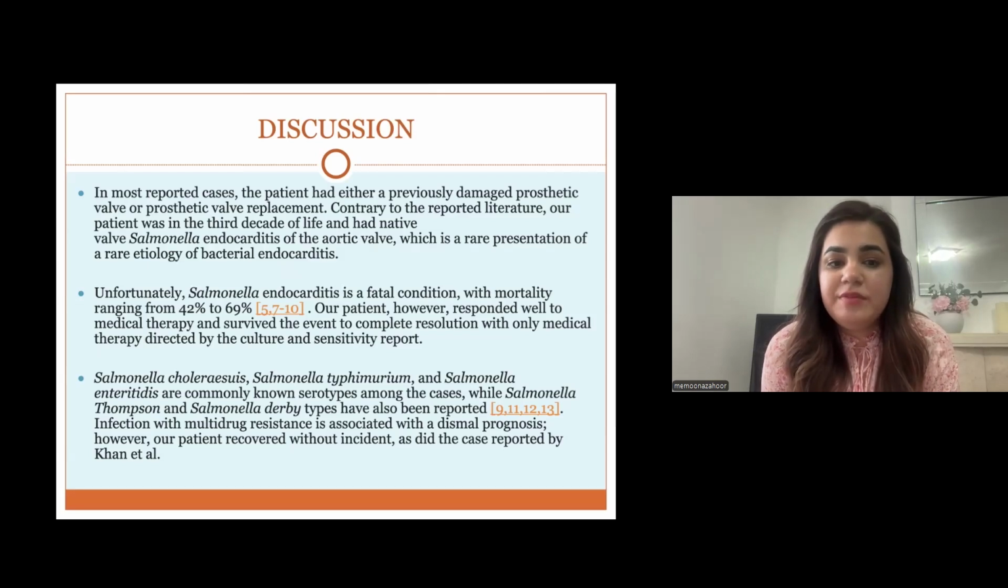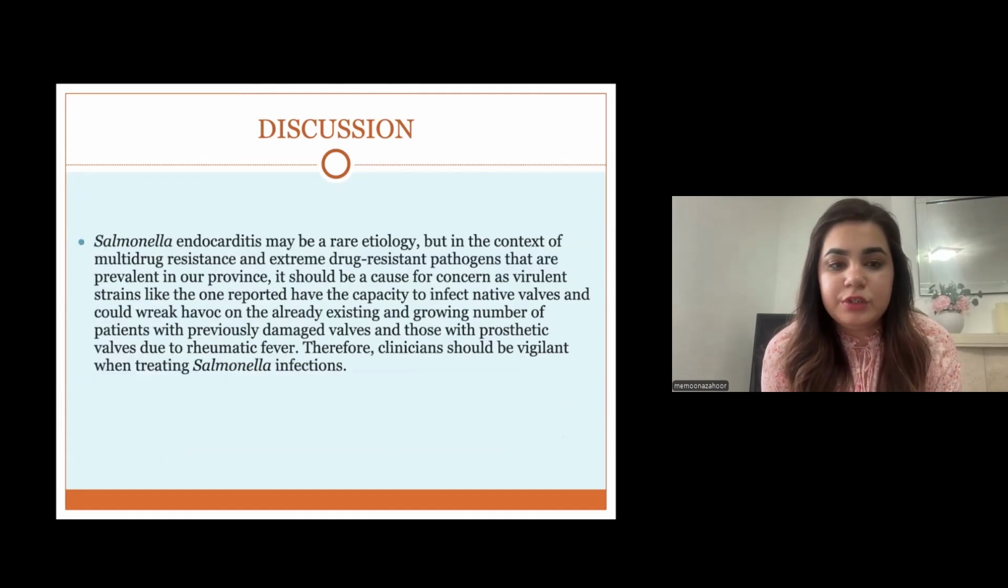And not only that, the previous study has shown the species of Salmonella involved in infective endocarditis has been primarily Choleraesuis, Typhimurium, Enteritidis as the serotypes, and some other ones. And there has not been much talk about Salmonella typhi. But more interesting is I couldn't find any reports on Salmonella typhi endocarditis that has been multiple drug resistant, that has not been responding to the local guidelines or the local microbiome, whatever we see in the guidelines nowadays. So, our patient, however, responded well to medical therapy and survived the event to complete resolution, directed only by the culture and sensitivity report.